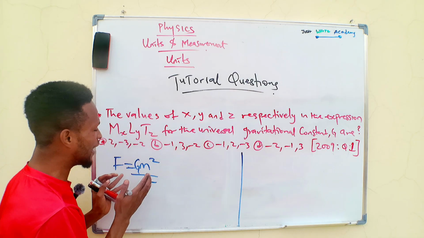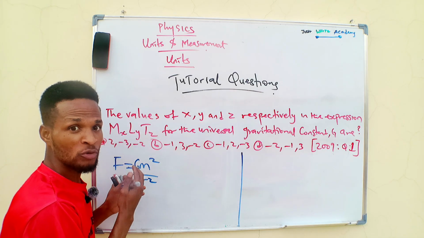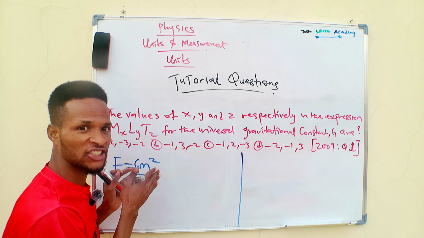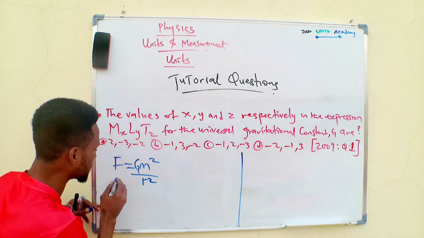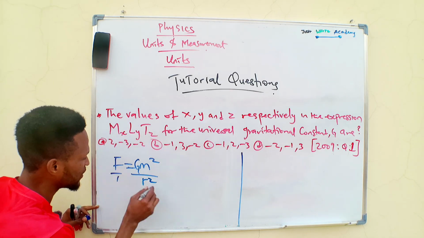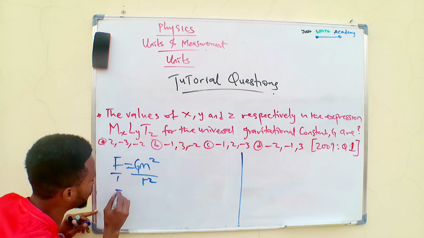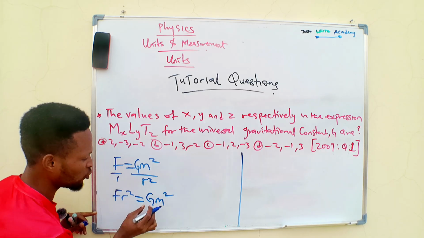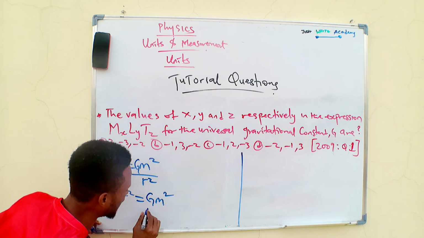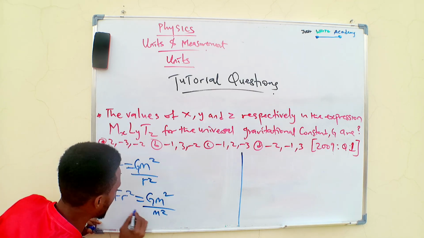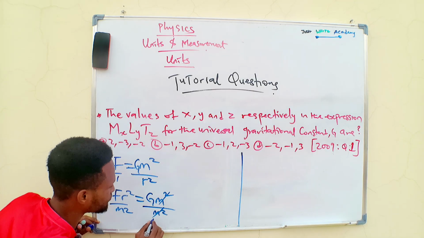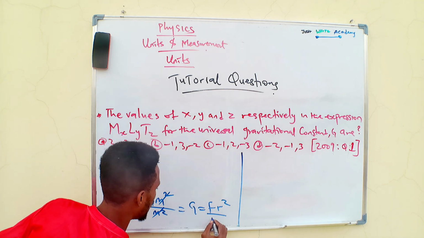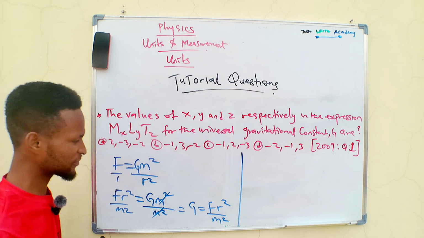So for us to be able to find the dimension of G, we must make G the subject of the formula. To do this, we will cross multiply. F times r squared gives Fr squared is equal to G m squared. We are looking for G, so we will divide both sides by m squared. So our G is equal to Fr squared all over m squared.